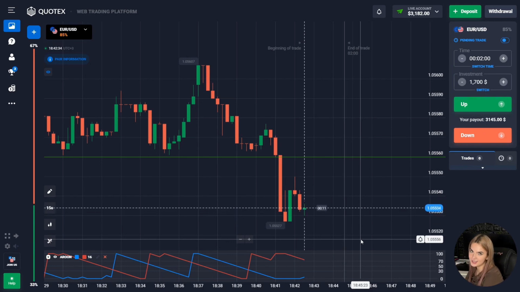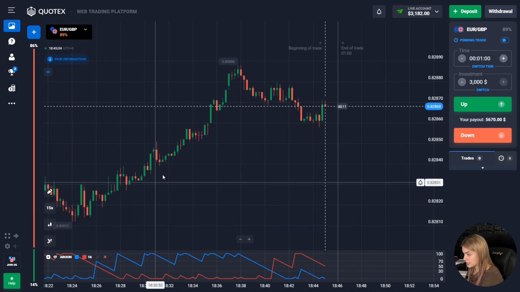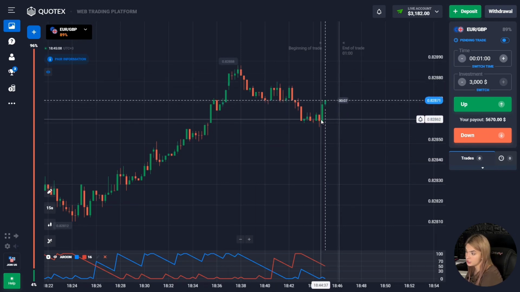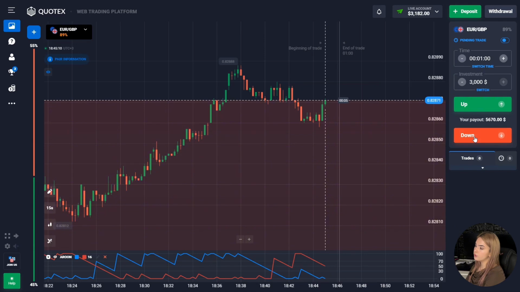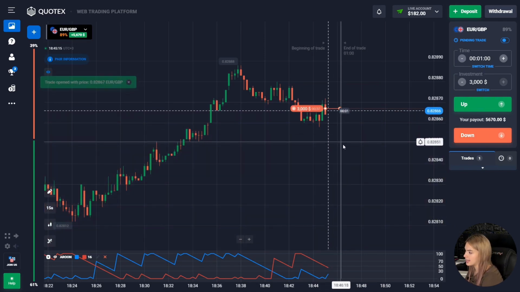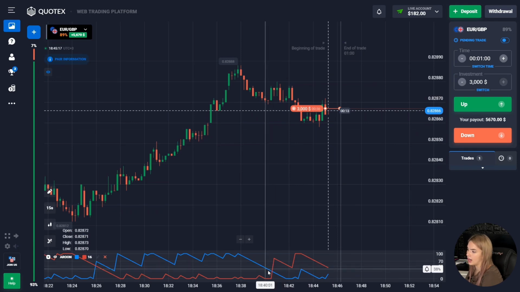So guys, let's continue. So, as you can see, after a fairly strong increase, the price made a pullback down. And in such a situation, we will open a deal for a minute to go down, since we also have an intersection of the moving averages and the red line went up.